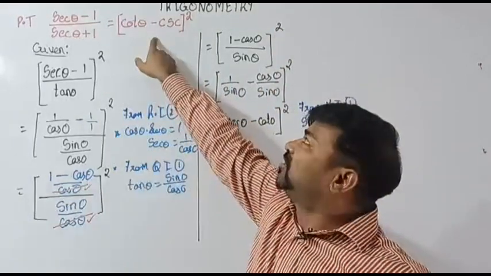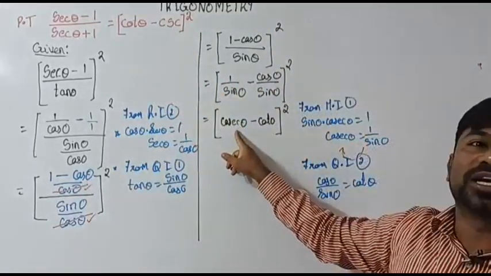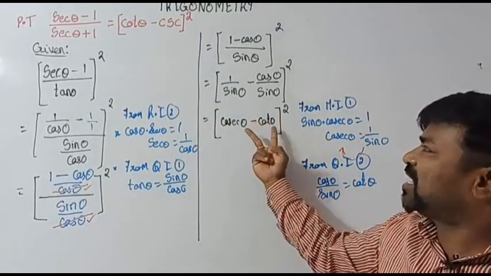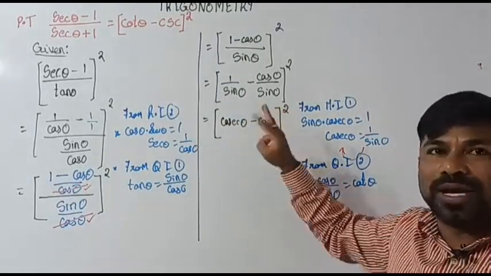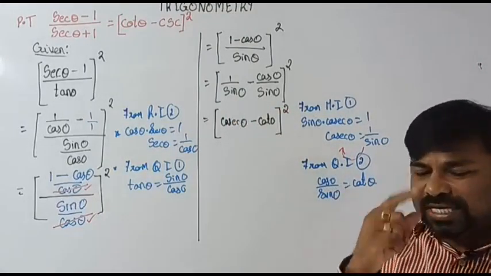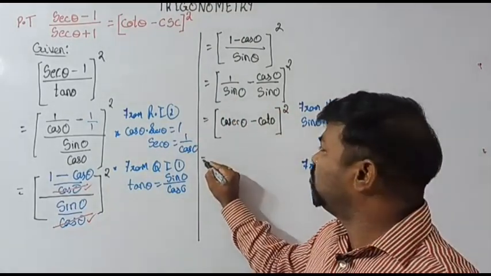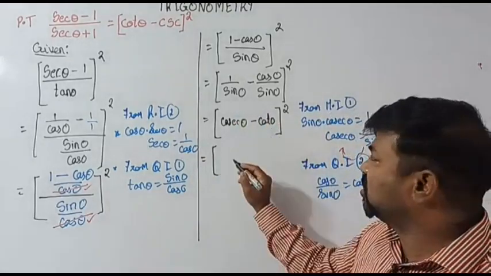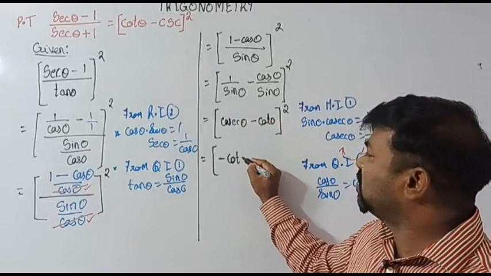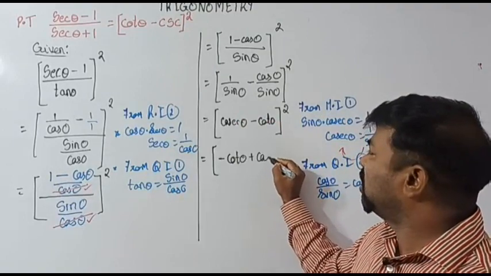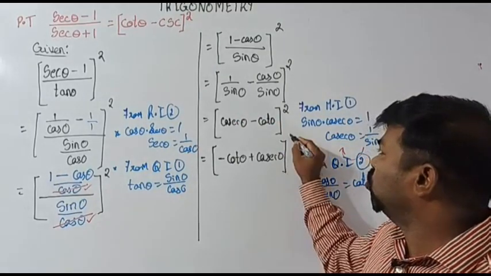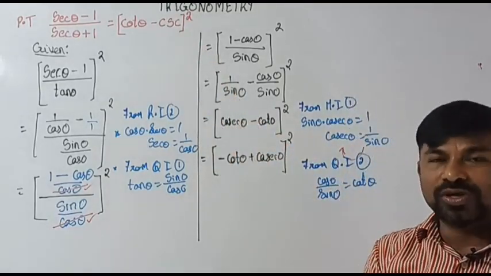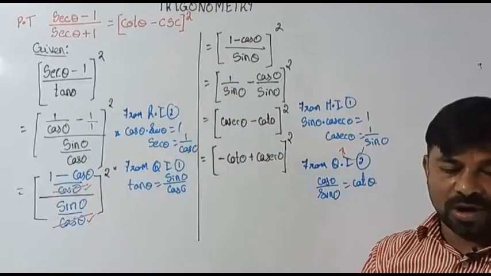We need cot theta minus cosecant theta, whereas we got cosecant theta minus cot theta. Something is messed up, and we need to swap that. So what is the easiest logic to do that? I am interchanging places. Now it's minus cot theta plus cosecant theta whole square, no issues till here, but that is not what we want. So I am taking the minus common.